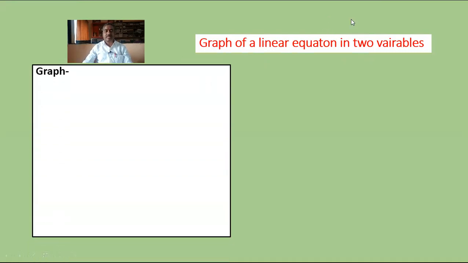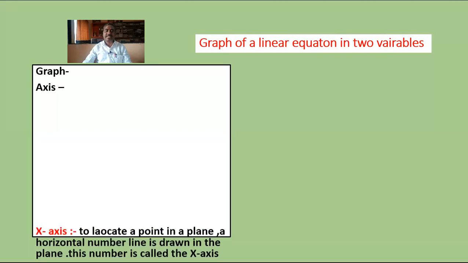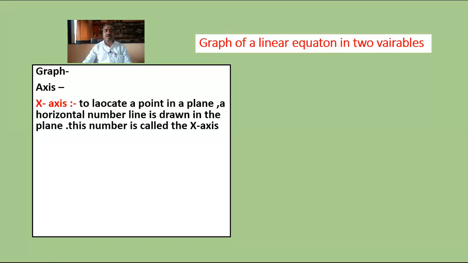First, on the graph paper, the XY coordinate system is very important. In the XY coordinate system, there are two axes, the X axis and the Y axis. The X axis is used to locate a point in a plane. A horizontal number line is drawn in the plane. This number line is called the X axis.